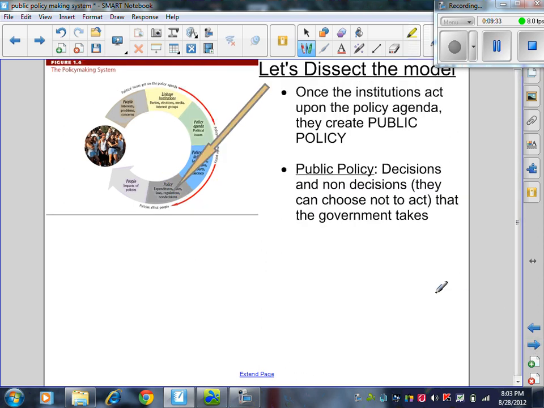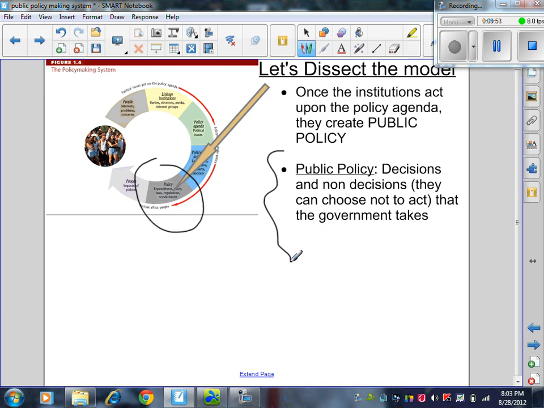So now, once the policy-making institution acts upon the policy, they create that agenda. Right here, all that says is it becomes public policy, which we see right here with the definition, decisions and non-decisions made by the government. That policy comes into place.